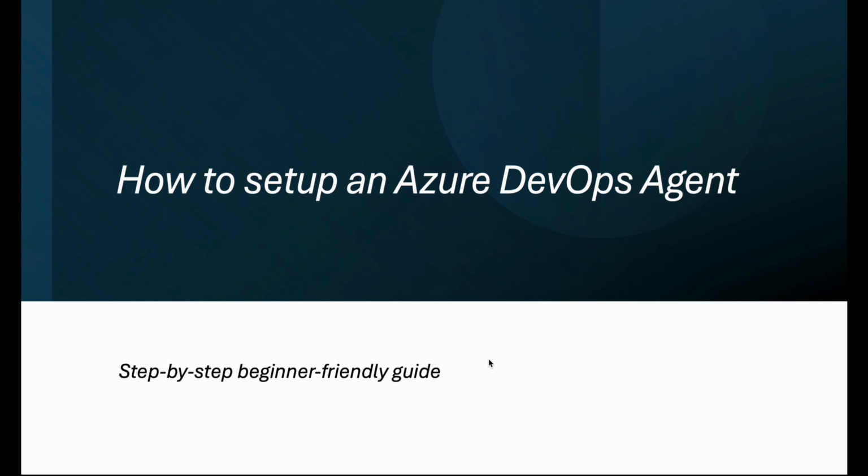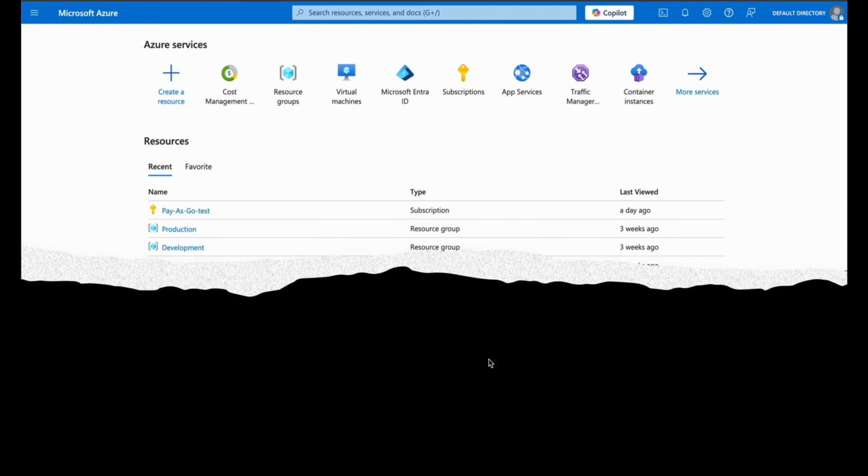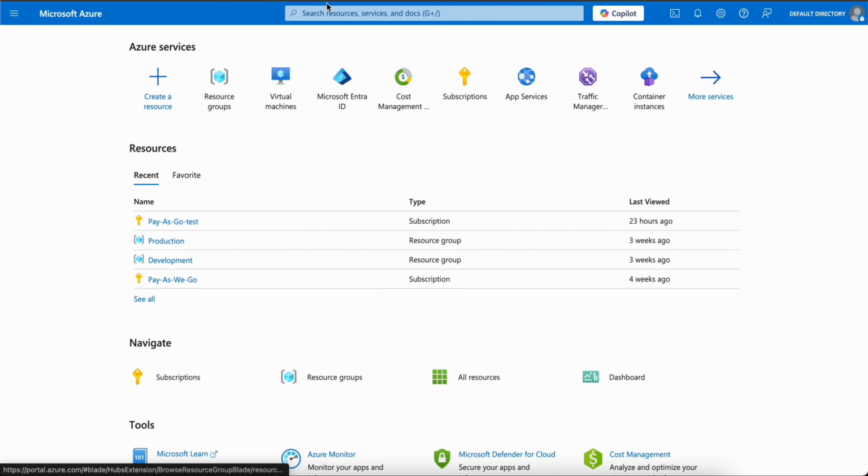In this video, we're going to learn how to set up an Azure DevOps agent. It's going to be a step-by-step beginner-friendly guide. So let's get started. We are going to start by creating an Azure VM. Then in step number 2, we're going to configure a self-hosted agent. And to finish, we're going to run a basic pipeline, which will make use of our configured self-hosted agent on our Azure VM. So let's come to our Azure portal.